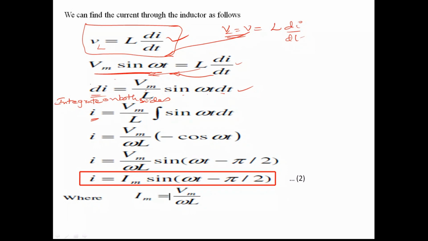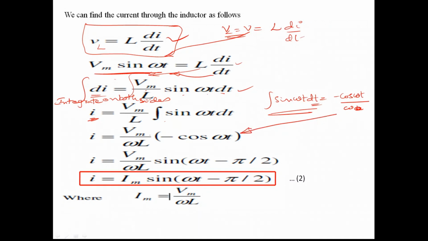Therefore, if you integrate di, you will get I, and if you integrate the other side, Vm by L is a constant, so this will be brought outside, and you will get the integral of sin omega t dt. Since we are integrating with respect to t, the integral of sin omega t dt is nothing but minus cos omega t by omega. So that we have substituted here.